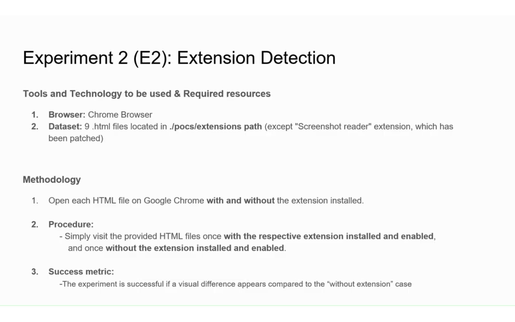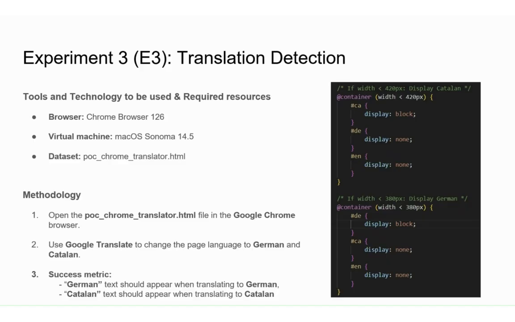The success metric is visual difference. The experiment is successful if any visual change appears. This could be color, text, or layout changes. The experiment shows we can identify translations performed by Google Translate in Chrome.